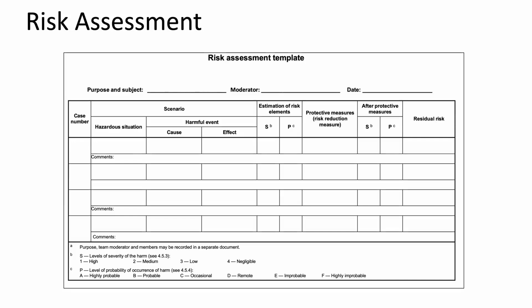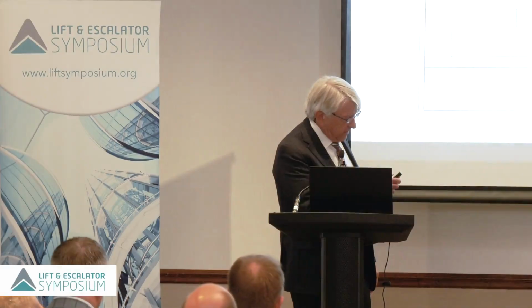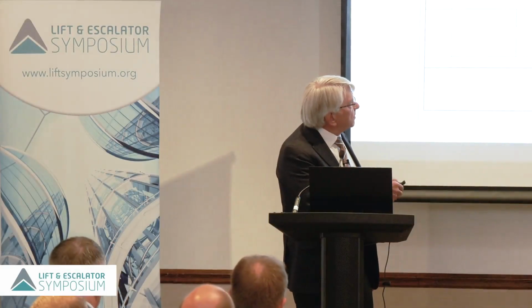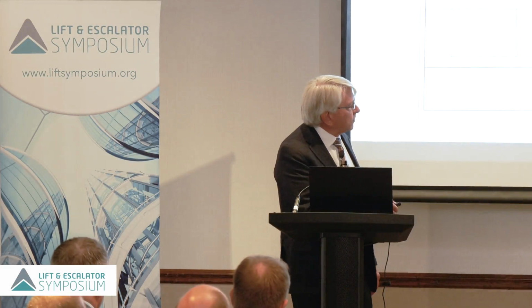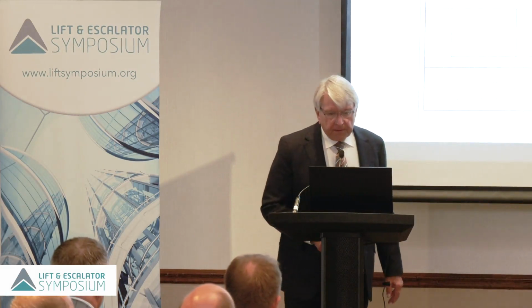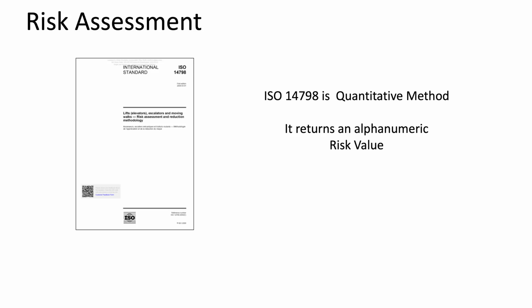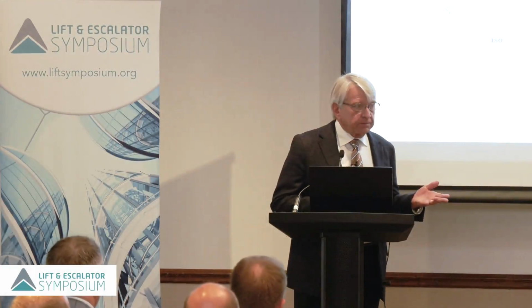And then you fill out this table here, and you look at the hazardous situation, the cause, the effect, and you look at the estimation of the risk. Then you look at what protective measures you're going to put in, and then you look at how that changes. And all of this is defined in, again, this ISO document. It's a quantitative method because it returns an alphanumeric risk value. So it quantifies the risk, makes it easy to look at.